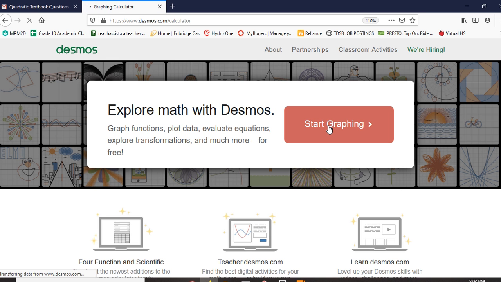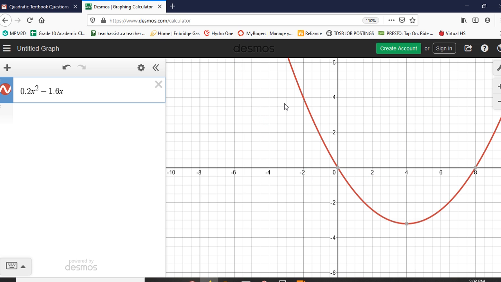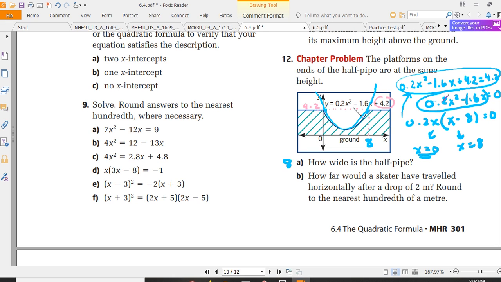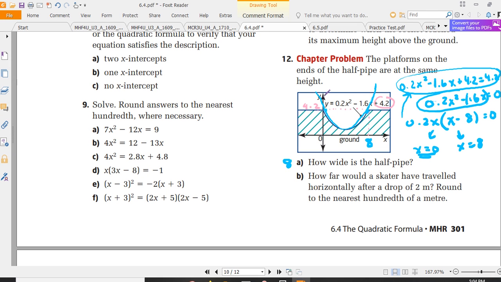I want to make sure I clarify this. 0.2x squared minus 1.6x. Now, how did I get these two values? I got these two values because I factored this equation. And where did I get this equation? I got this equation by setting the original equation given in the question equal to 4.2 and simplifying it. If I were to graph that, then indeed my x-intercepts would be at 0 and 8. Now, as you can see, this graph is not the same as this half pipe.